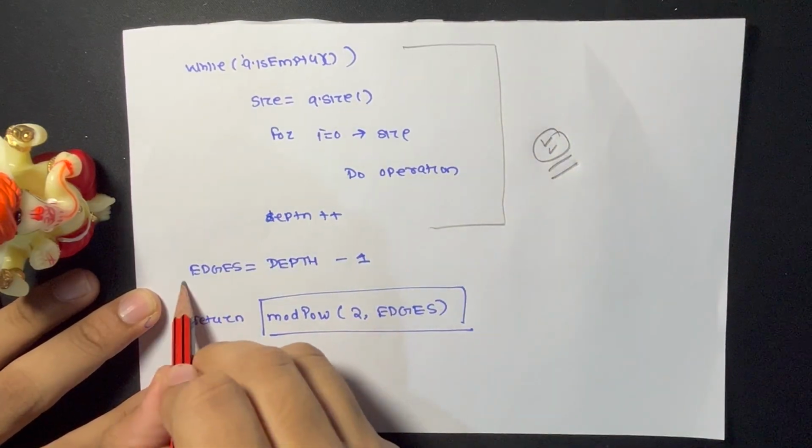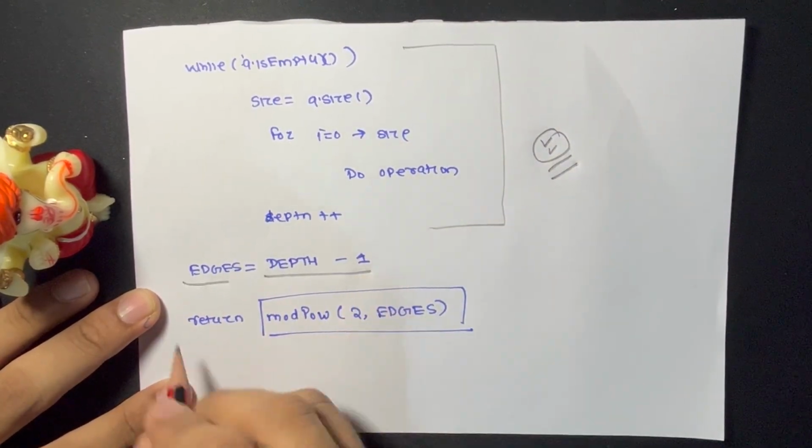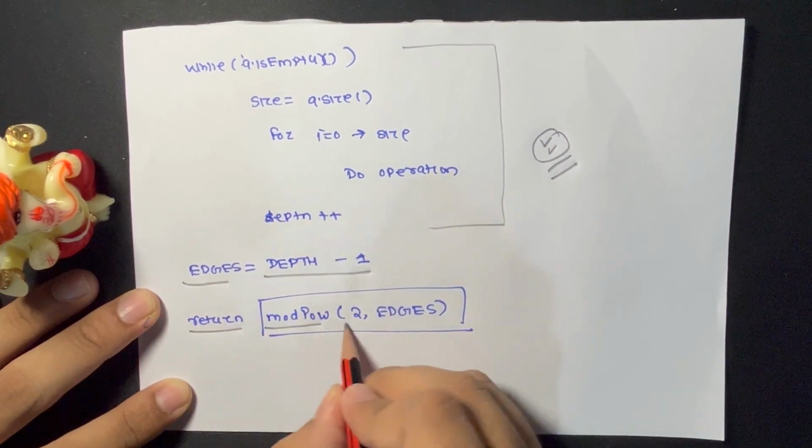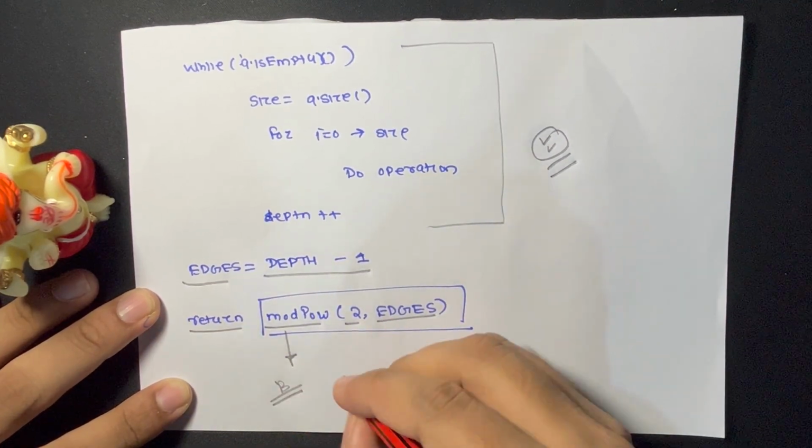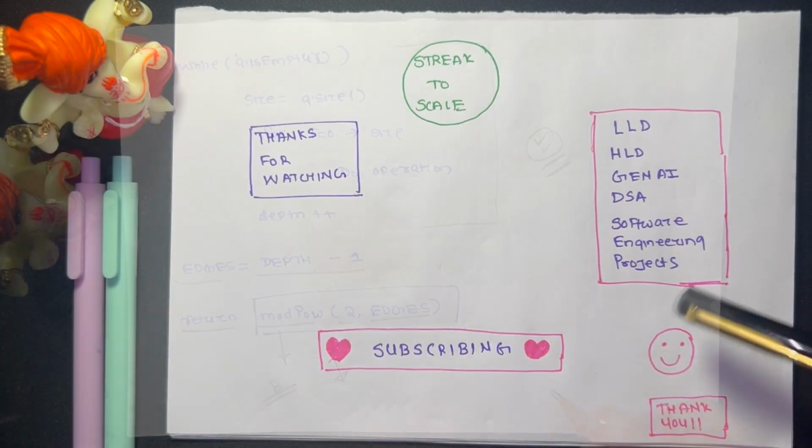Then the total number of edges will be depth minus 1, and finally just return mod power of 2 comma edges. This is the binary exponentiation we have discussed. This will just return the answer. Okay, that's it for this problem.